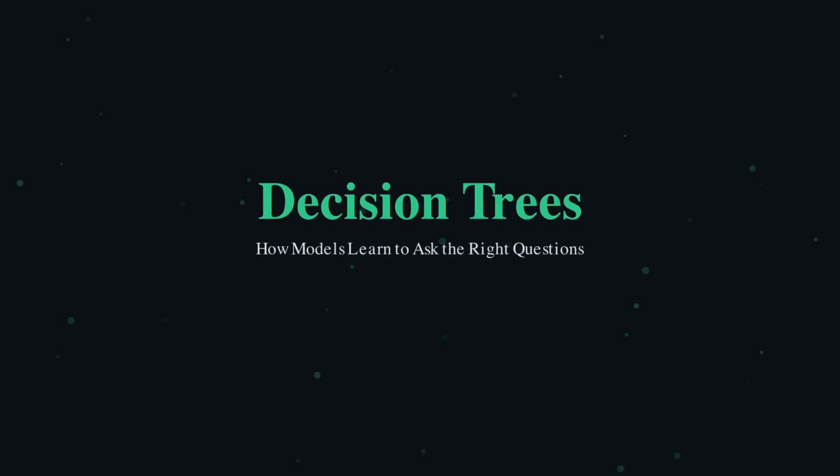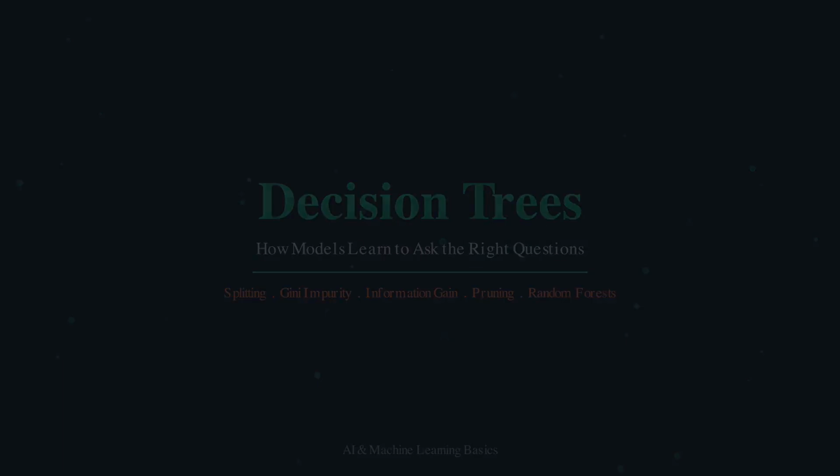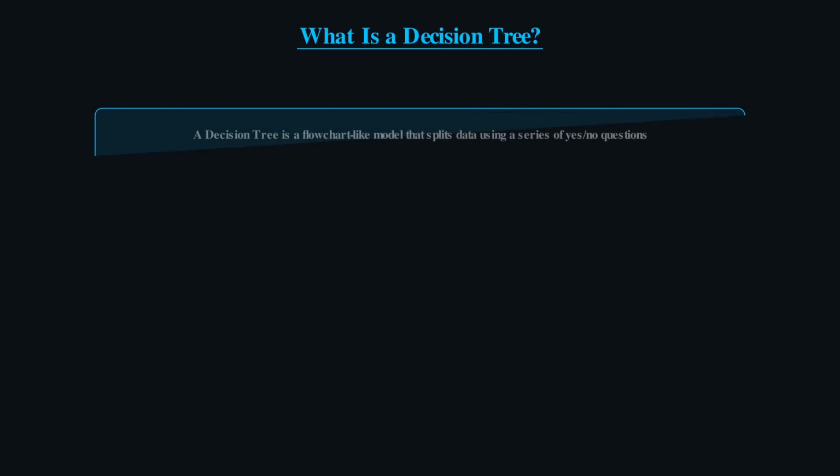Imagine a doctor diagnosing a patient using a checklist. Is the patient over 50? Does the patient have chest pain? Does their blood pressure exceed 140? That exact logic is how a decision tree works.